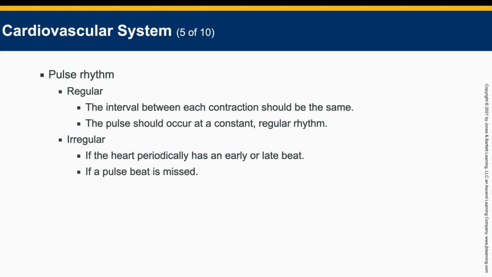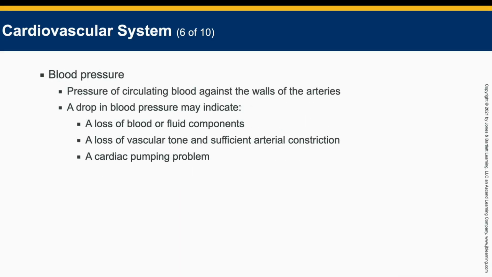patient's cardiovascular status. Another key thing in the cardiovascular system is measuring the blood pressure. This refers to the force of circulating blood pushing against the walls of the arteries as the heart pumps blood through the body. A patient's blood pressure can provide important clues about how well the circulatory system is functioning. A drop in blood pressure, also known as hypotension, may indicate several possible problems.